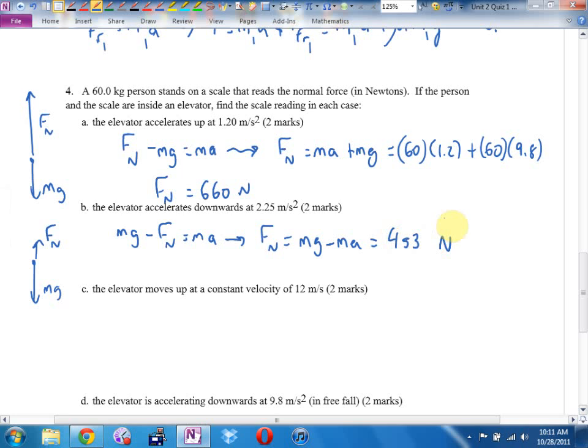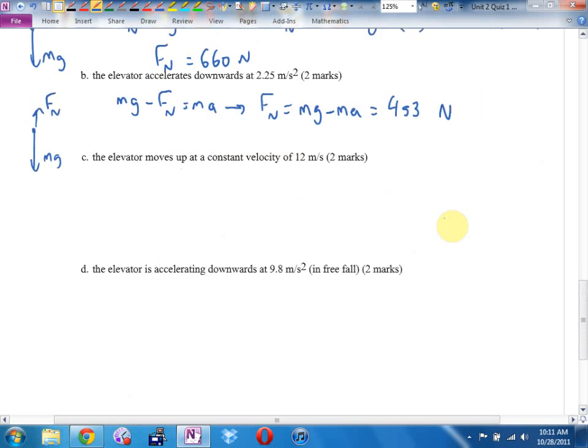C. The elevator moves up at a constant velocity. That really means winner minus loser equals zero. Why can I put a zero there if we're at a constant velocity? My acceleration is zero, so when I go ma, it's going to be m times zero. In fact, what it really means is that the normal force equals mg.